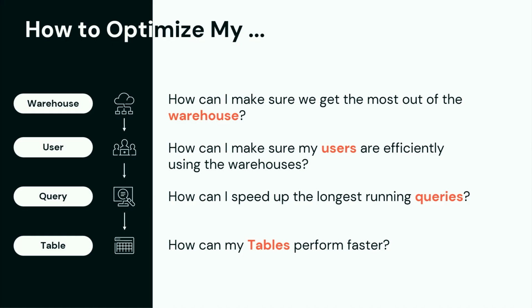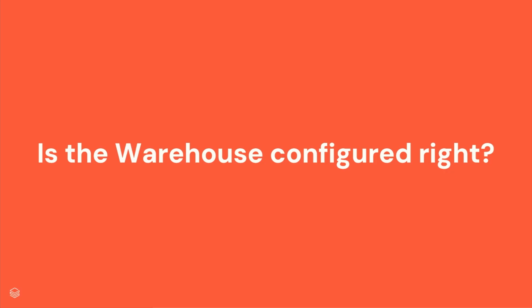So where do we start here? Here are the 4 levers that you can play with for optimization: warehouse, user, query, and table. It really depends where your deployment is most unoptimized, but we'll cover all these 4 bases. Let's start with the warehouse level, because the settings you set at the warehouse level can make or break your bill.